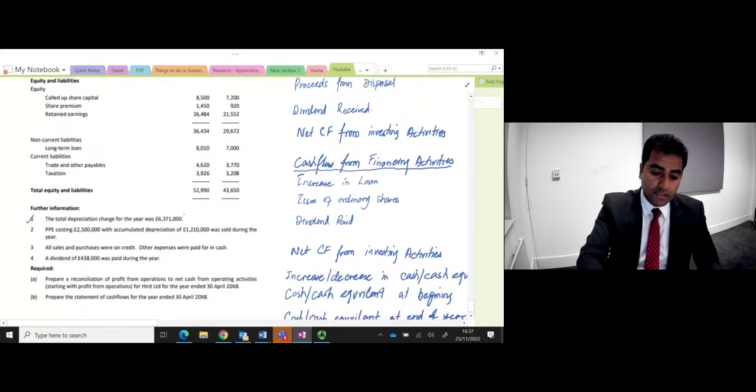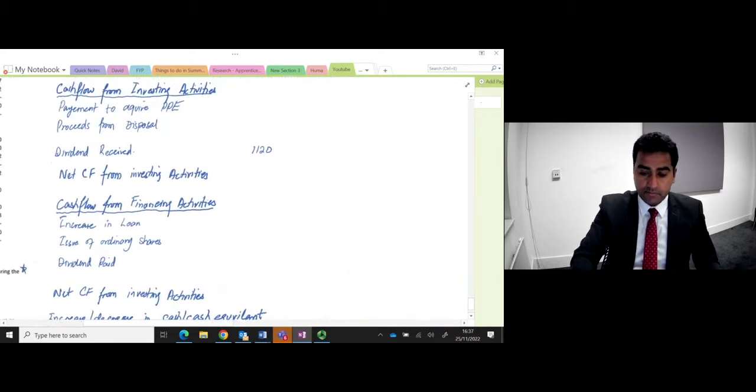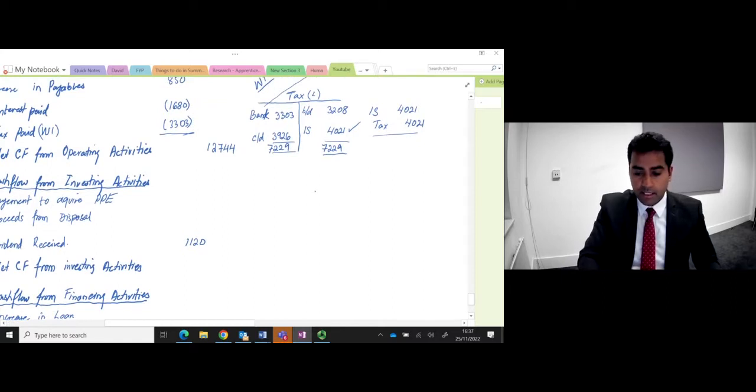The first one is the depreciation. So this one is important, it's relevant. And then the second is that there has been a disposal of a non-current asset, a property, plant and equipment costing 2,500,000 with the accumulated depreciation of 1 million was sold during the year. Right, let's prepare the T account. Because I'm going to do some workings, there will be a T account over here.